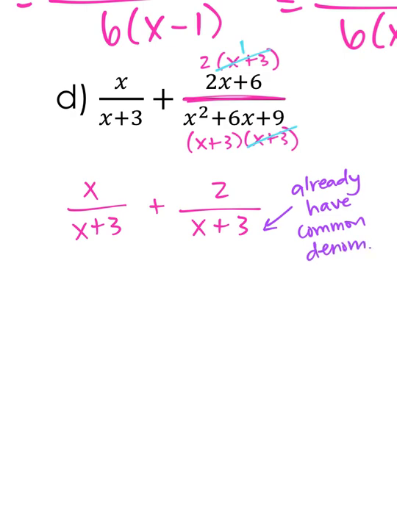So I don't have to worry about that. So I can literally just add the numerators. So this is going to be x plus 2 over my common denominator of x plus 3.